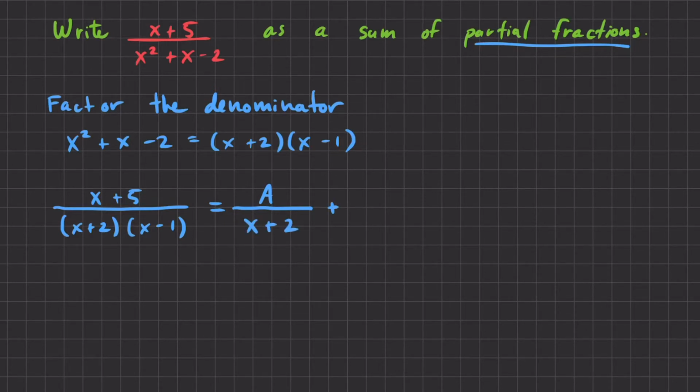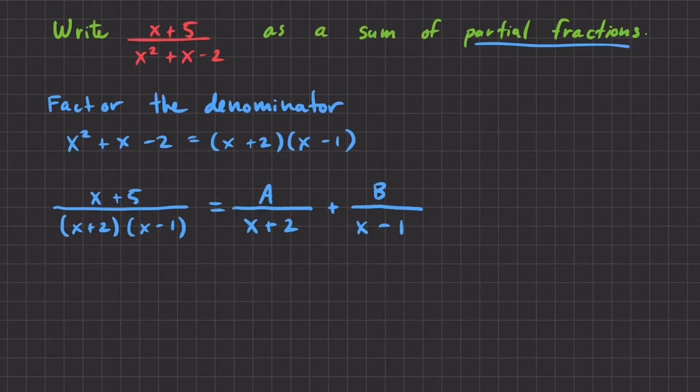I should say the numerator on the fraction whose denominator is x plus 2. And similarly, I'll write b over x minus 1. So my goal now is to figure out what happens in those numerators. So how do I figure that out? Well, what we're going to do is we're just going to solve for them.